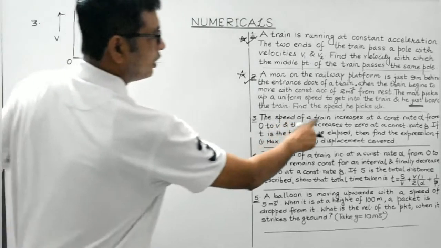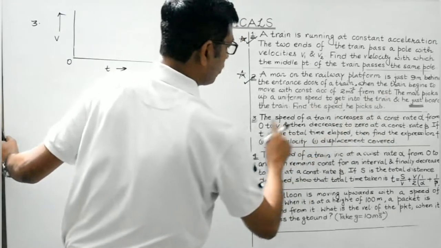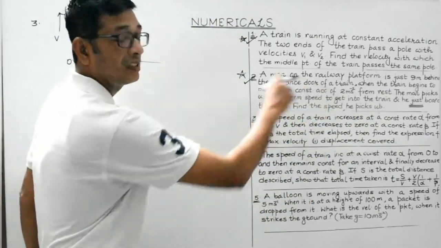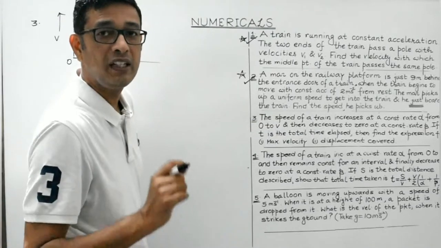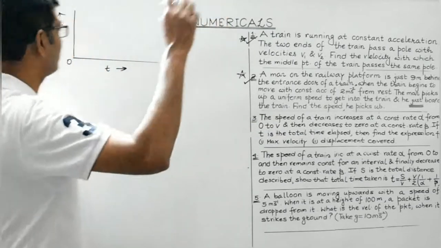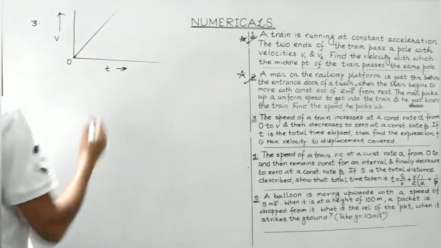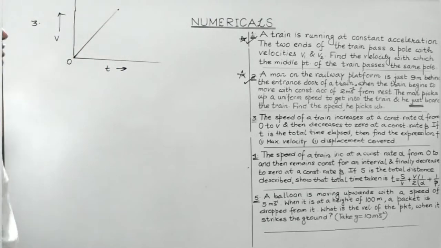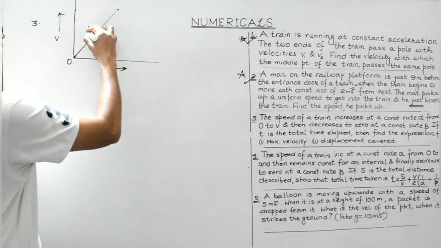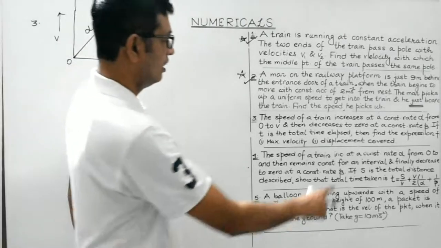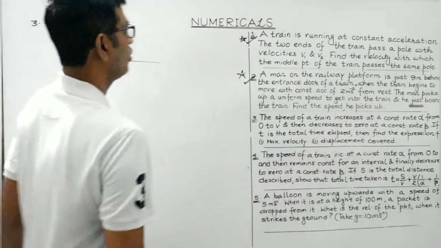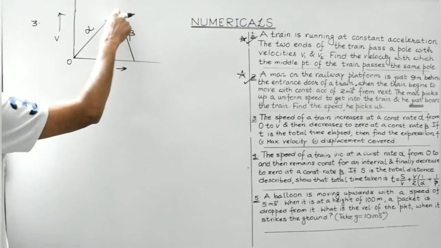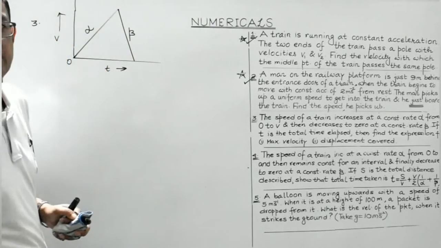Now look, the speed of a train increases at a constant rate alpha from 0 to v. Initially the body is at rest and it is a constant acceleration. Uniformly accelerated motion. The VT graph is a straight line. This is it, right? So over here the rate is alpha. Alpha is the acceleration. Then it decreases to 0 at a constant rate beta. Again, it decreases to 0 at a constant rate beta, right?